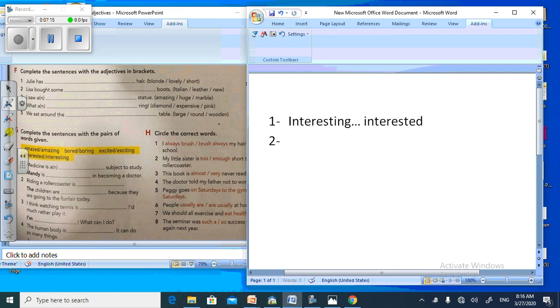Number 2, riding a roller coaster is excited or exciting? Exciting, yes, great. The children are excited, because here I describe the children's emotion, so I add ed.